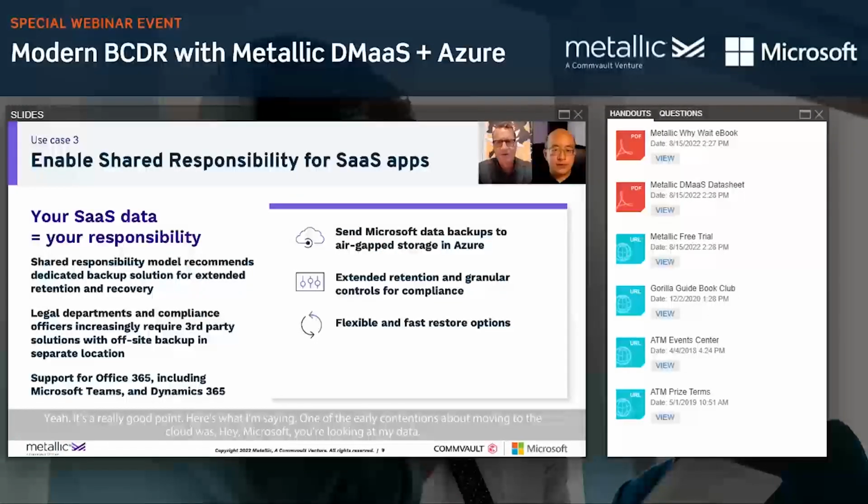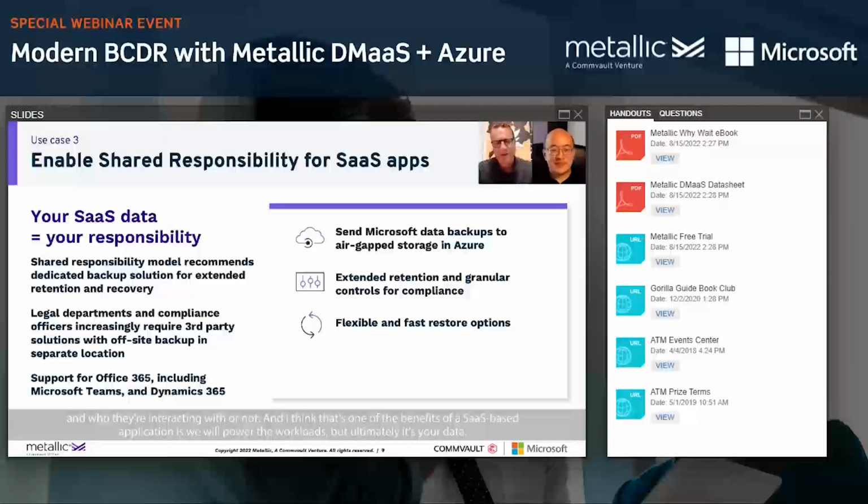Here's what I would say. One of the early contentions about moving to the cloud was, hey, Microsoft, you're looking at my data, you're looking at my applications, you're seeing the interactions, and you're seeing personally identifiable information that you can then use and store and be accountable for. The reality is that doesn't happen. I already told you I got two jobs. I don't have enough time to comb through customer data and databases and who they're interacting with or not.